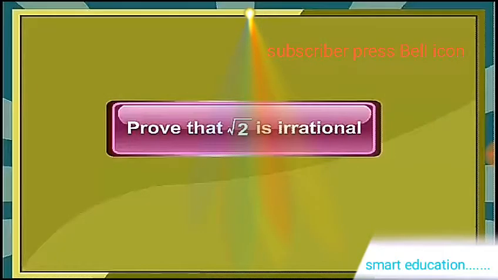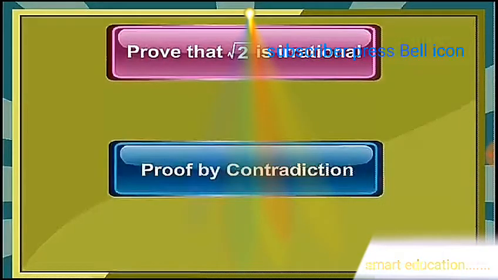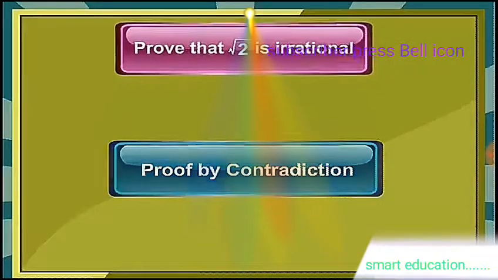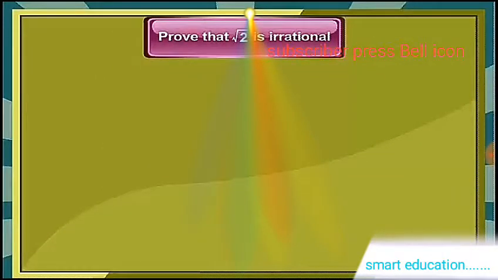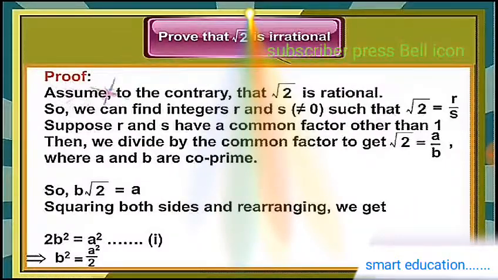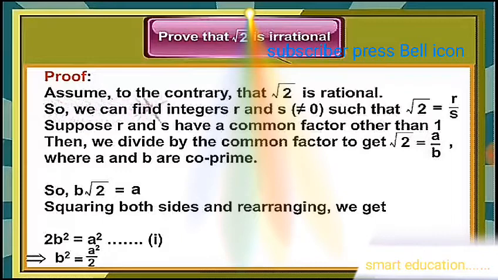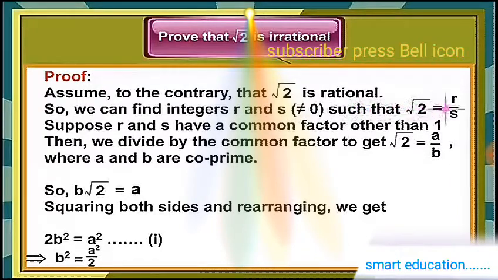Using the above theorem, we are now ready to prove that square root of 2 is irrational. Let us base our proof on the method called proof by contradiction. To prove square root of 2 as irrational, let us assume to the contrary that square root of 2 is rational. So we can find integers r and s where s is not equal to 0 such that root 2 is equal to r upon s.